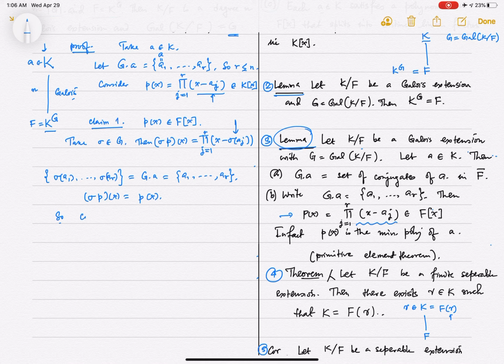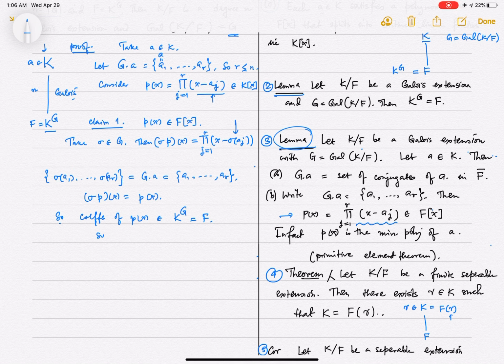So the coefficients of this polynomial, saying that sigma P equals P says that the coefficients of P are all fixed by G. So they're in K^G. But K^G is what F is. So that tells you p(x) is in F[x]. That's the proof of claim 1.